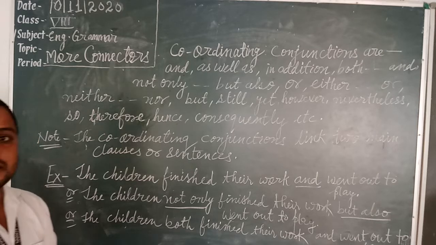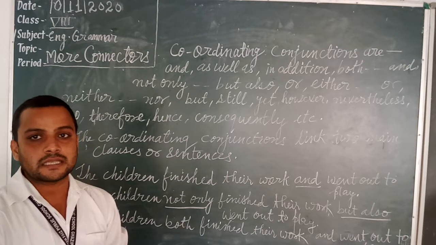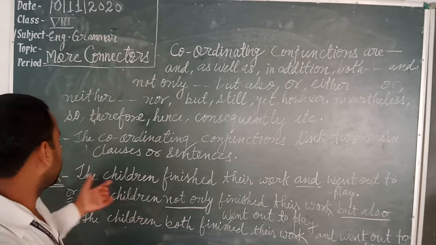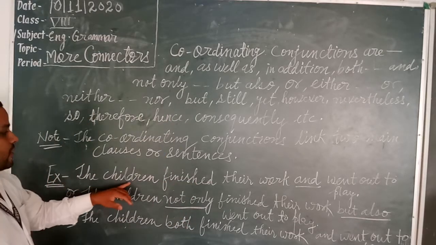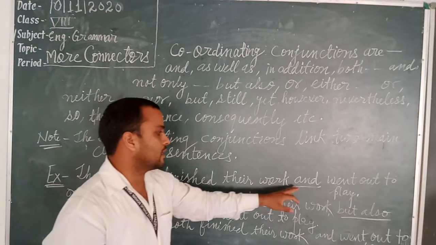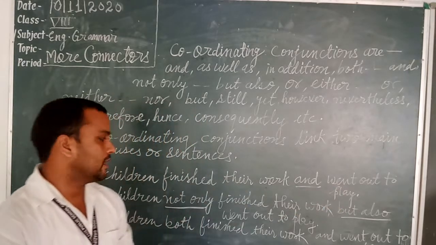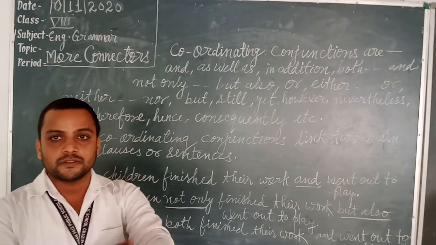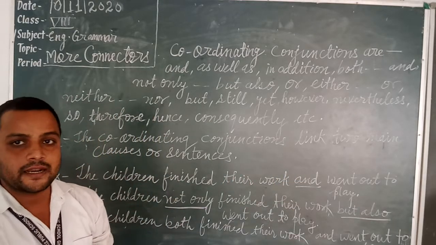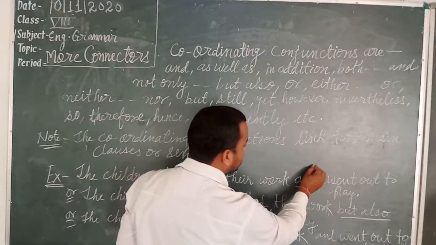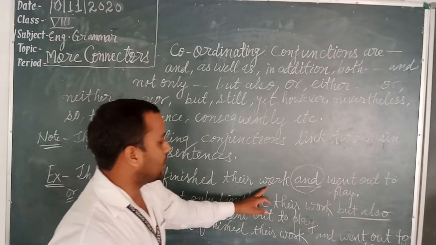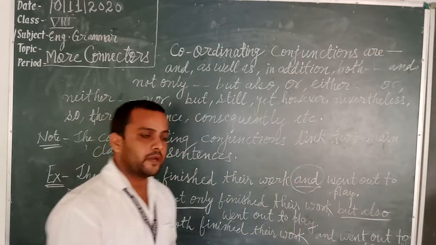Okay? Now see the word meanings and the conjunctions which mean and. Example, the children finished their work and went out to play. The children finished their work, they went out to play. These are two sentences and they have been combined with the coordinating conjunction and. The children finished their work and went out to play.